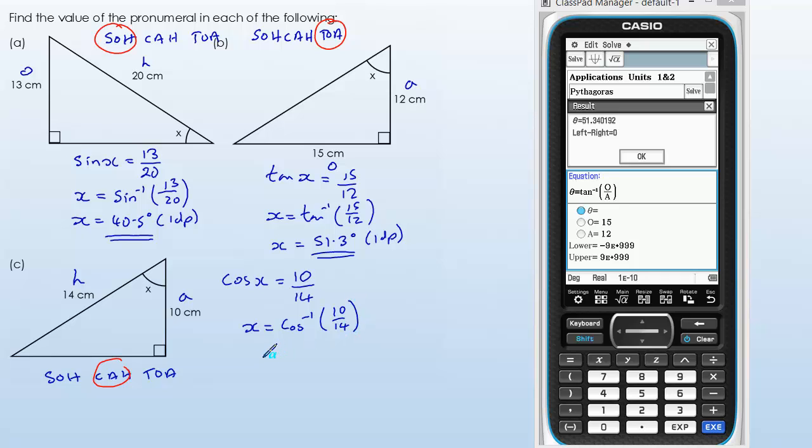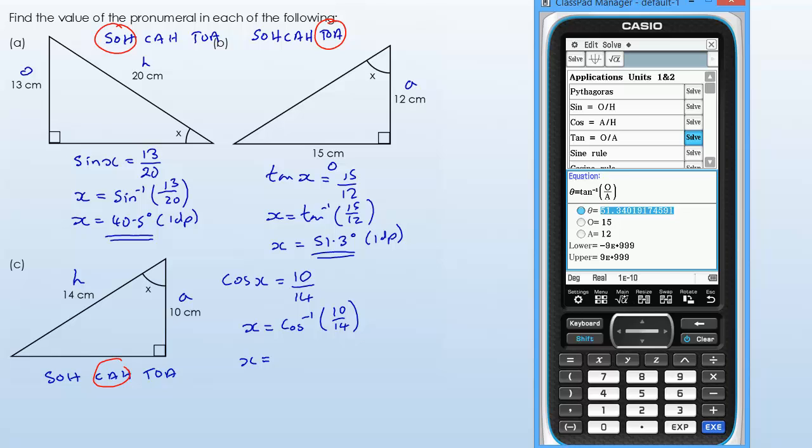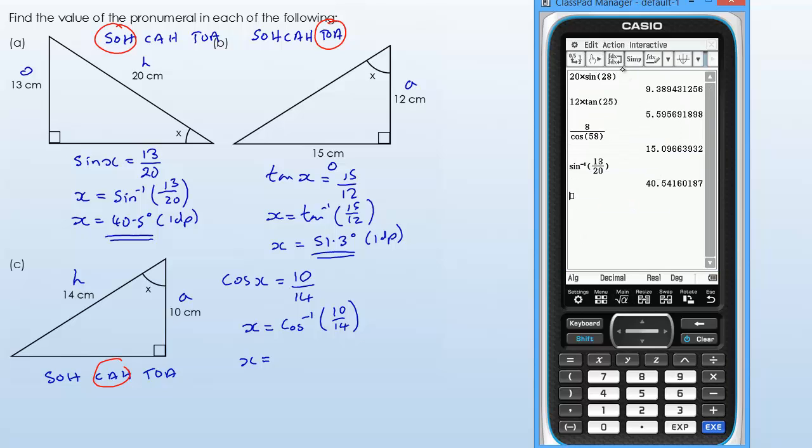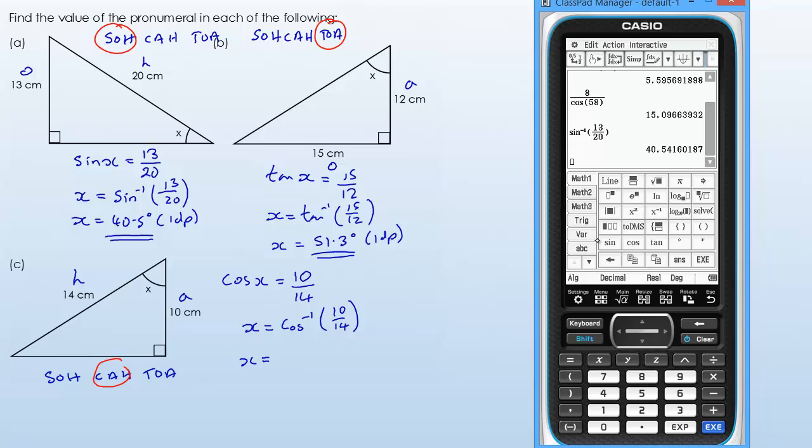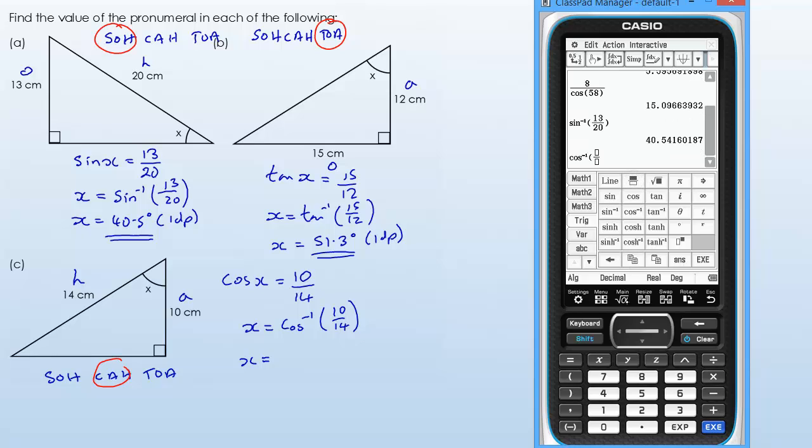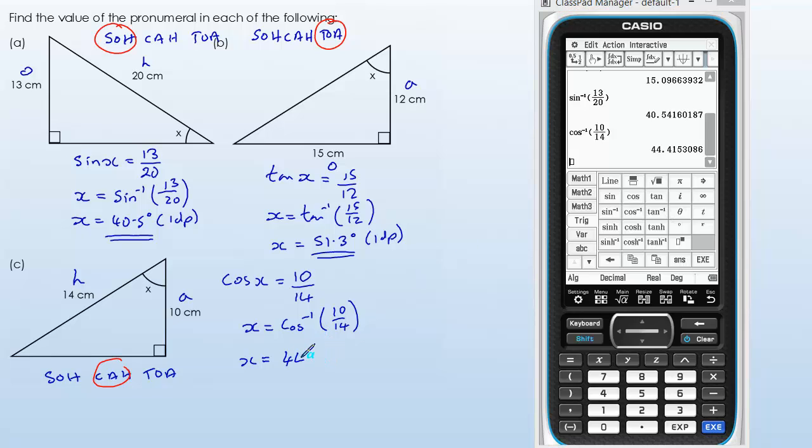Always write this line down, and then it reminds you that if you're just calculating in main, you then go to the keyboard, trig, you find the inverse cosine button, fraction, we'll do 10 over 14, and that gives me 44.4 degrees, correct to 1 decimal place.